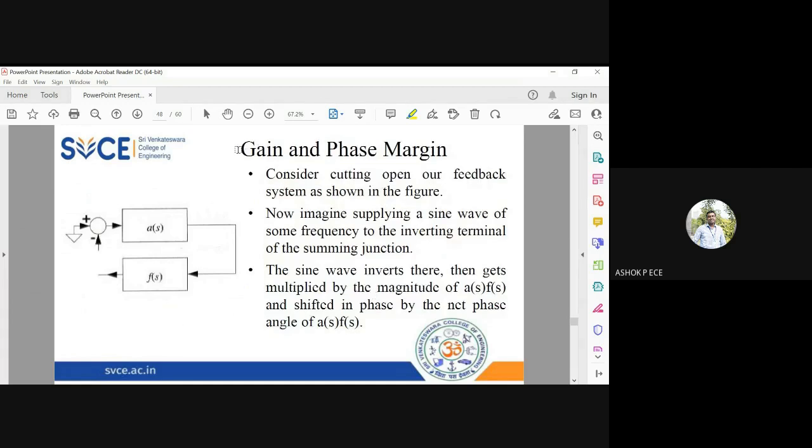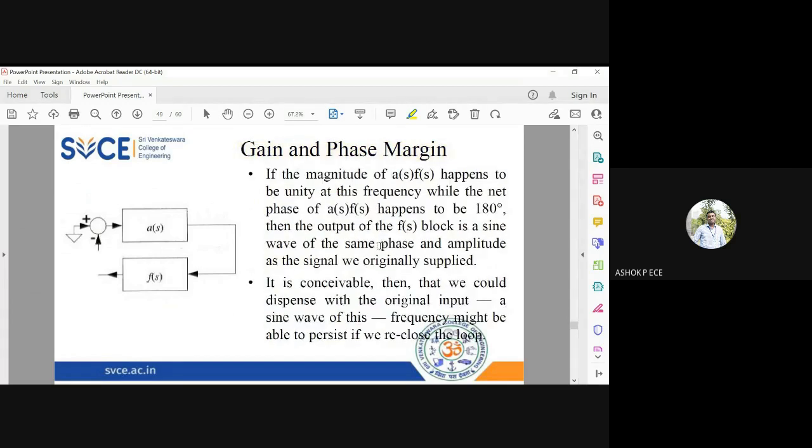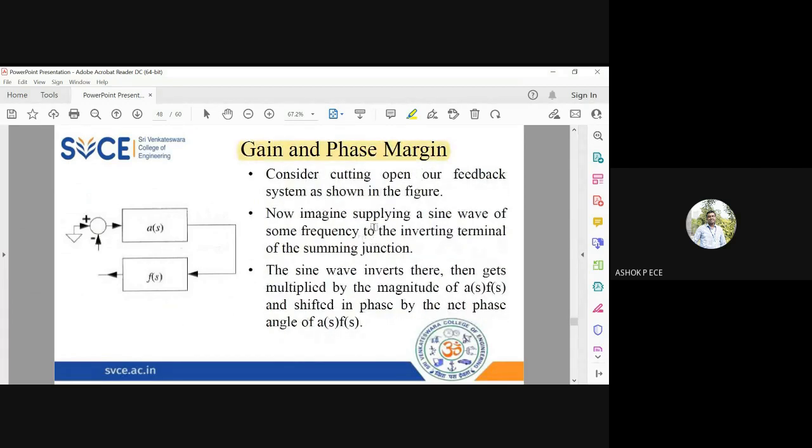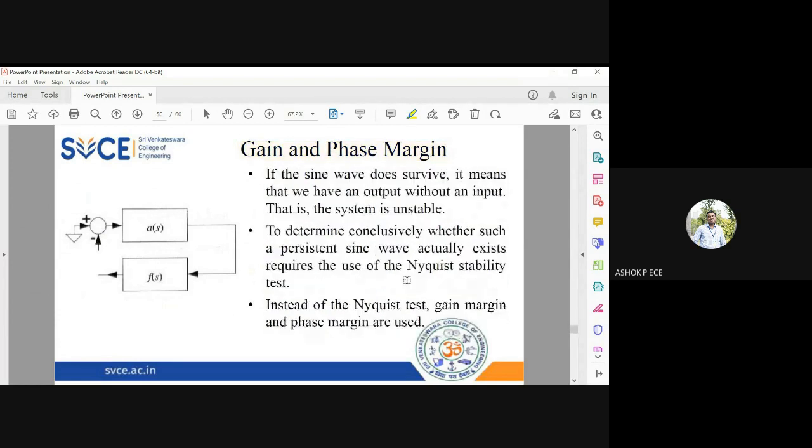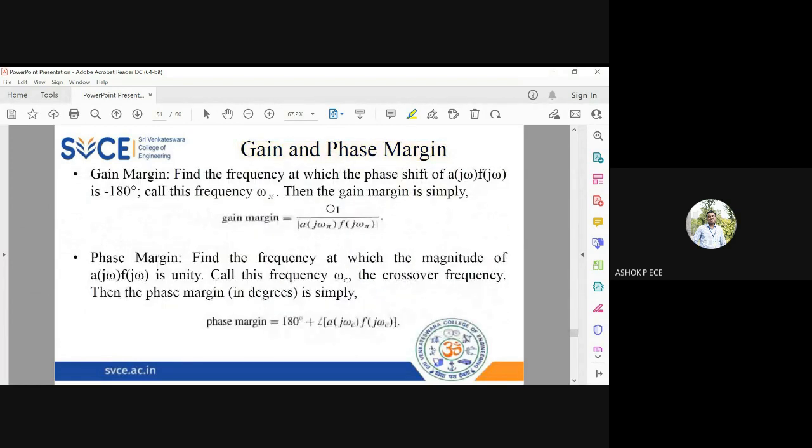Stability. So the first one is gain margin and phase margin. Gain margin is the frequency at which the phase shift is 180. So when you vary the frequency, you find out the gain. At what frequency the phase shift of this term becomes minus 180, that frequency is called omega pi, and the gain at that particular frequency is called the gain margin.